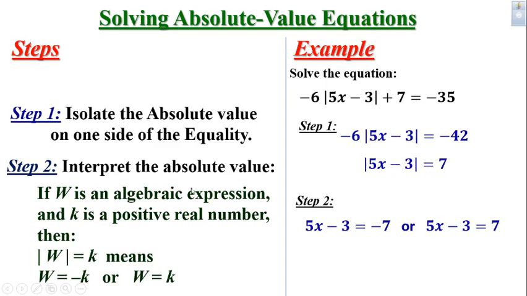So what we will do then is interpret this absolute value equaling a positive real number to mean one of two things. Either inside the absolute value is equal to negative 7, or inside the absolute value is equal to positive 7. That is, either this number that we're taking the absolute value of works out to be negative 7, or it works out to be positive 7, because those are the two numbers that when you take their absolute values, you get positive 7.